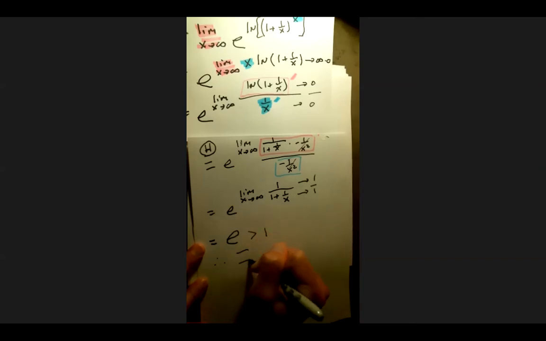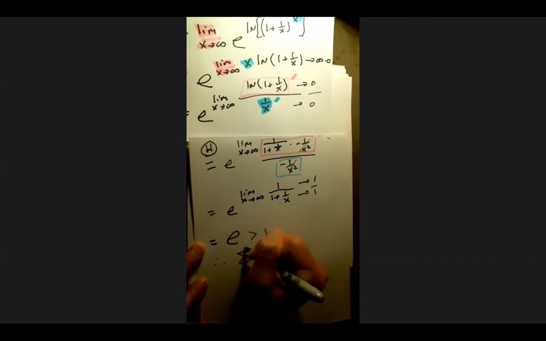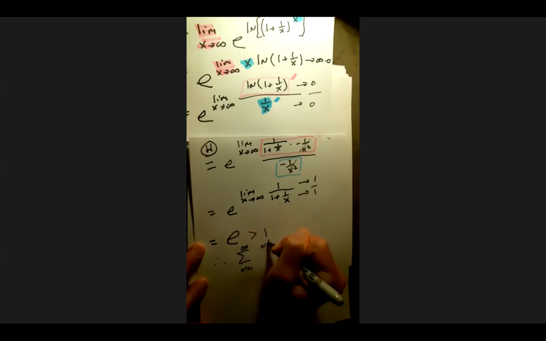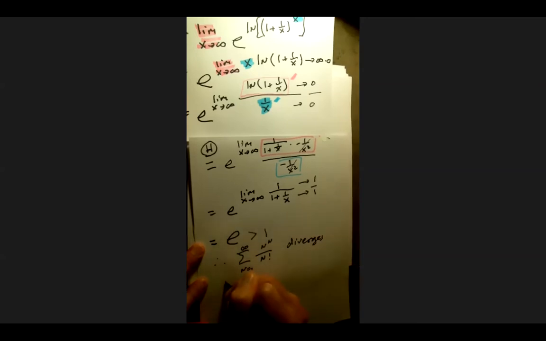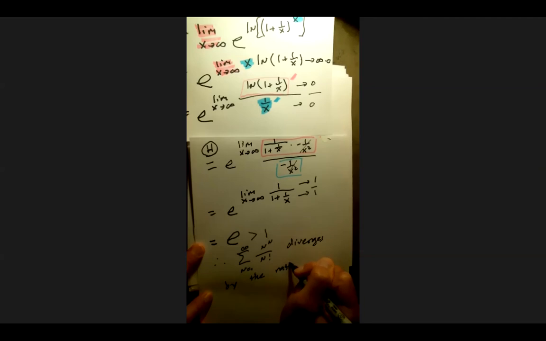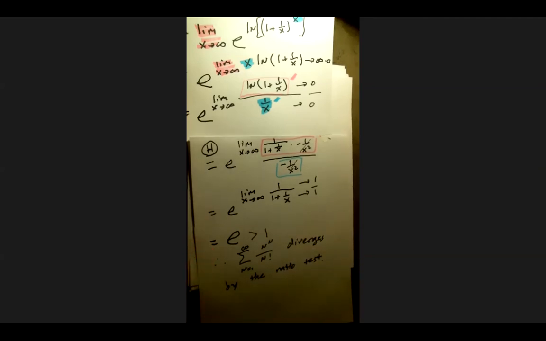Exactly. Therefore, the sum from n equals 1 to infinity of n to the n over n factorial diverges by the ratio test. Very good. Whew. Questions about all of that?